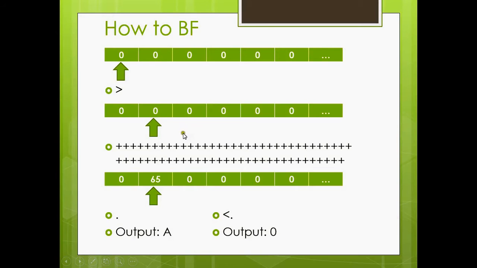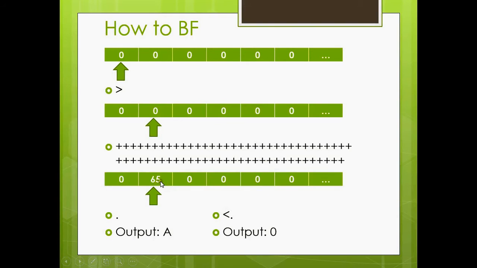Now what we have done here is we have used the plus symbol like 65 times to store the value 65 in the second cell. So this is how the plus symbol works. As I said, if you want to store some big value, it's annoying. You will have to use it that many times to store that value. Or you can use loops, which we are going to see later.